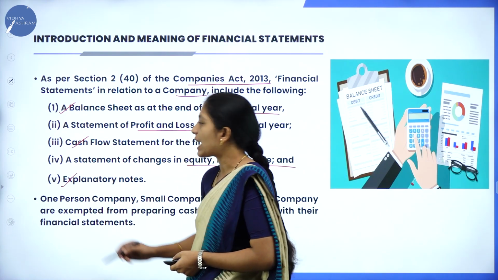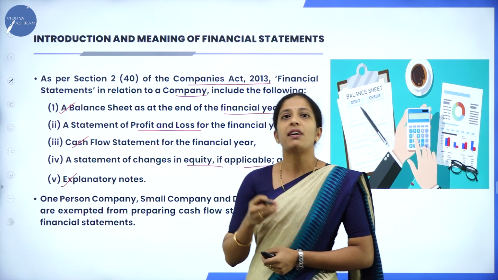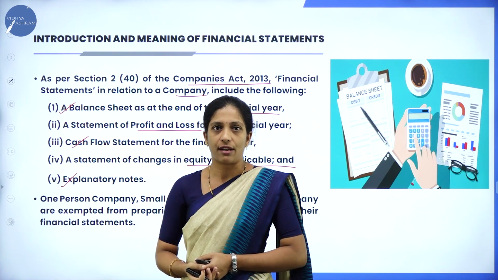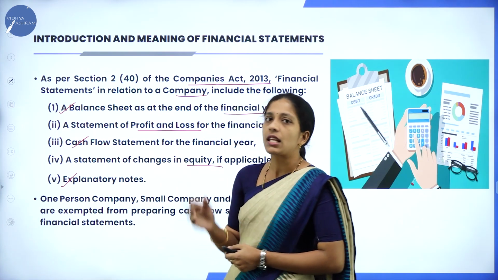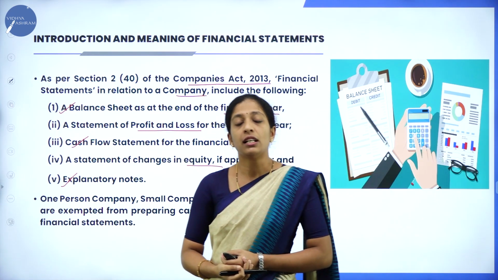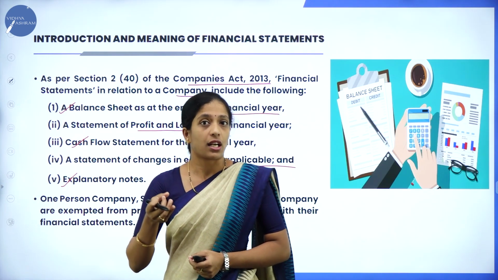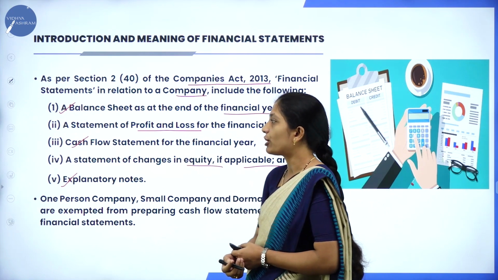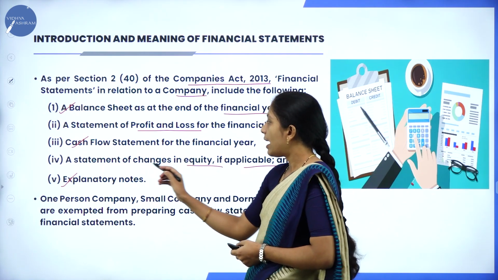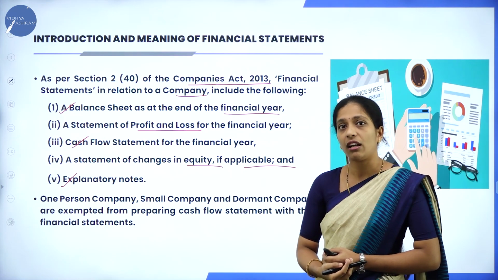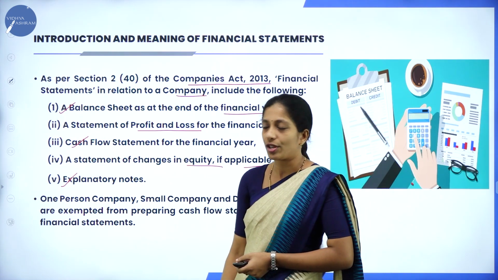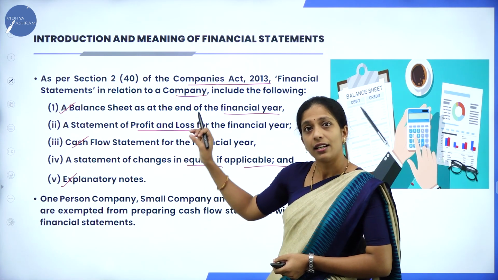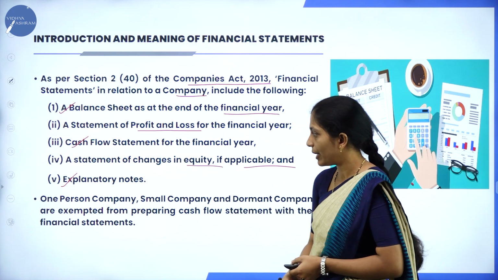And the next one is explanatory notes. Wherever necessary, a proper explanatory note has to be included in the financial statement. Hope you are clear with this. As per the Companies Act 2013, what should the financial statement include? It includes the balance sheet, statement of profit or loss, cash flow statement, a statement of changes in equity if applicable, and explanatory notes.